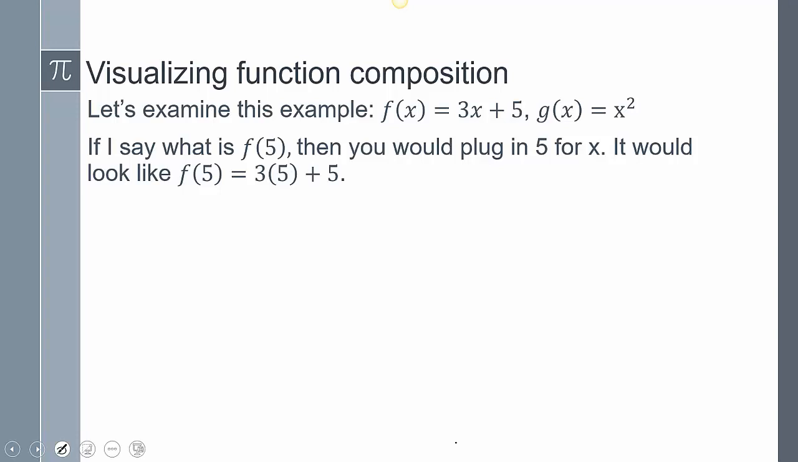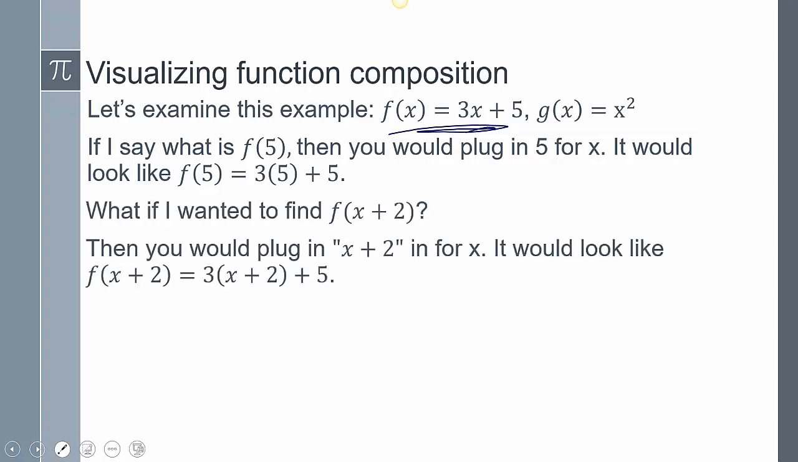Now let's visualize this, because the concept of function composition isn't difficult, but visualizing it can be. Going through this process might help us. Say I have the function f of x equals 3x plus 5, and g of x equals x squared. If I said I want f of 5, that means take my f function, which was 3x plus 5, and plug 5 into it, and you would simplify that. That would be f of 5.